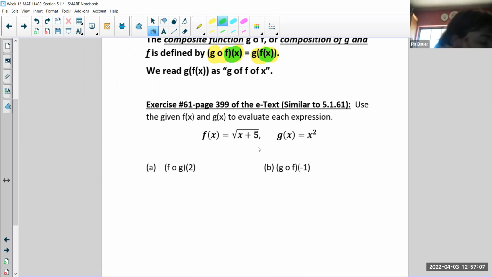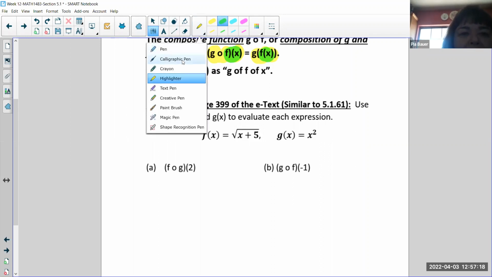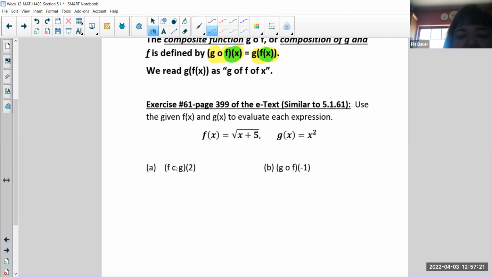So here's a specific example. We're given f of x equals the square root of x plus 5, and g of x equals x squared. And in part A, you're asked to find f composition of g of 2, and this is your x value. So f composition of g of 2. Think about what I said. Whatever is closer to the x, that's what's substituted in first. So this is actually f of g of 2.